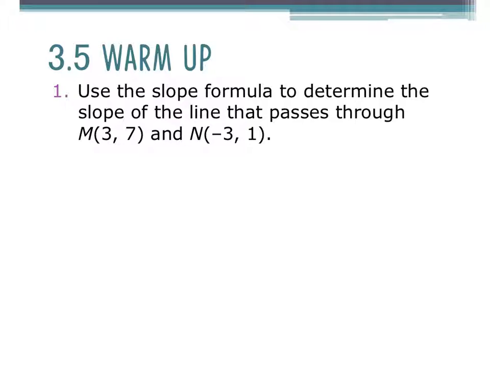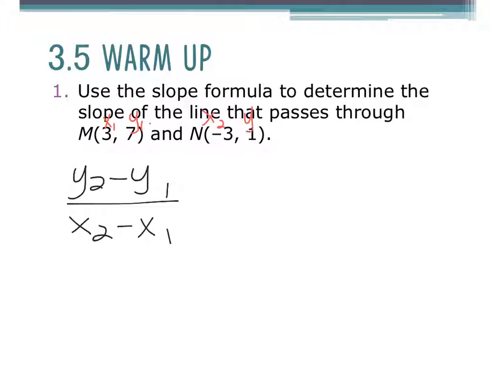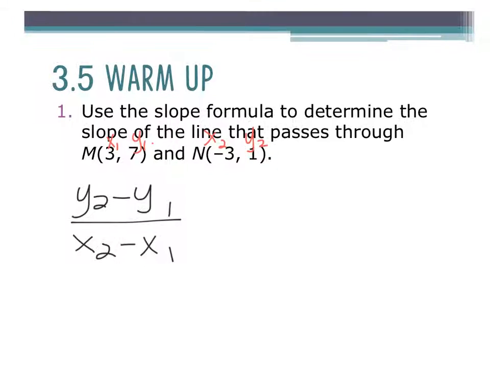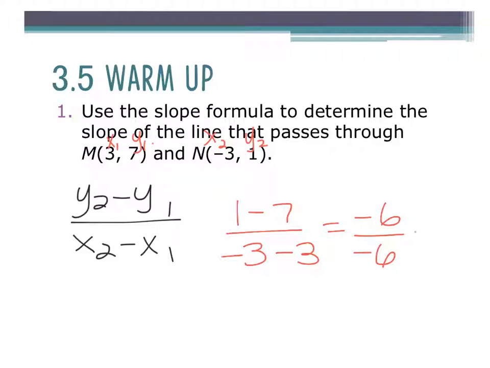So this says use the slope formula to determine the slope of the line that passes through M and N. So this is y2 minus y1 over x2 minus x1. And we talked about this yesterday, but remember, it doesn't matter which ones you make the ones and which ones you make the twos as long as you're consistent within the point. So I'm going to make M x1 and y1 and N x2 and y2. So I get 1 minus 7 over negative 3 minus 3. I get negative 6 over negative 6, which simplifies to positive 1.